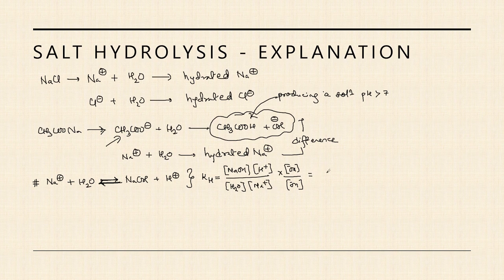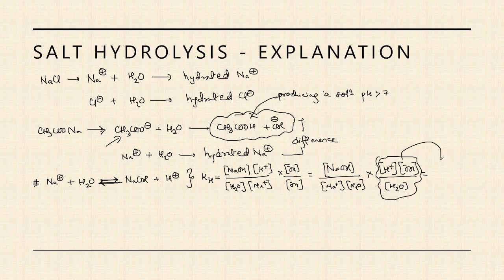Now what I do is I multiply and divide by OH minus. When I do this, the equation can be split into two parts. NaOH, Na plus H2O is one part, and the other part becomes H plus OH minus upon H2O. Can I write this part as Kw, and this part, doesn't it look like the reverse of dissociation of NaOH?